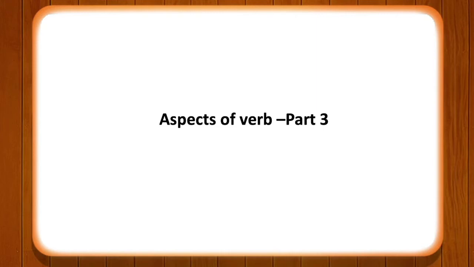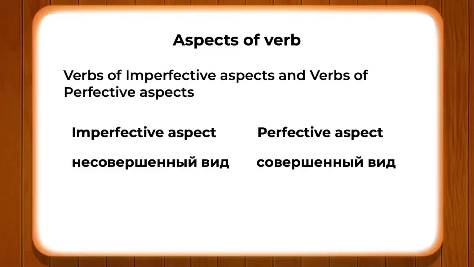In this module, we will continue with the topic of aspects of verb. As you have learnt, the tense tells you when the action took place, but the aspects of verb, or vidy glagola, indicate if the action is completed or ongoing. Let us quickly revise the meaning and the difference between the imperfective and perfective aspects, and then we will solve some exercises. Most of the Russian verbs have two aspects, namely the imperfective and perfective aspect.